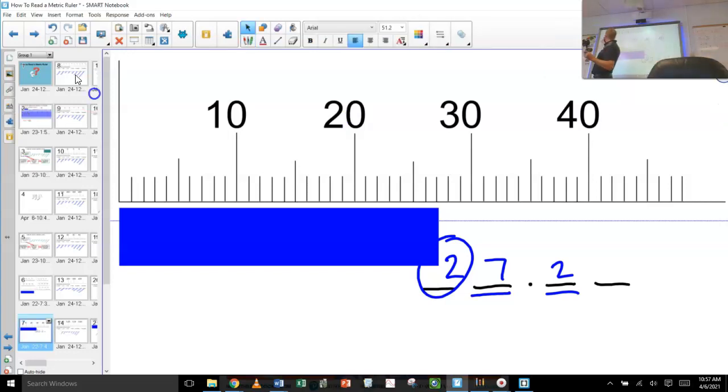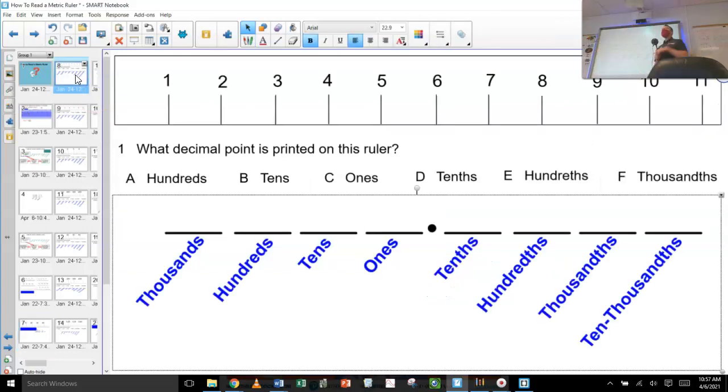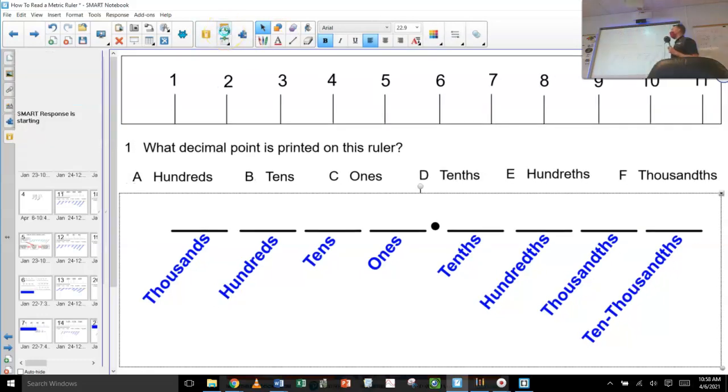So here's my first question to you guys. That response device that you picked up before, right? You have it there, and watch this. It's going to beam you a question. And the question is this: what decimal place is printed on this ruler right here?